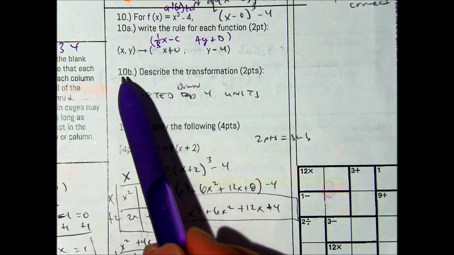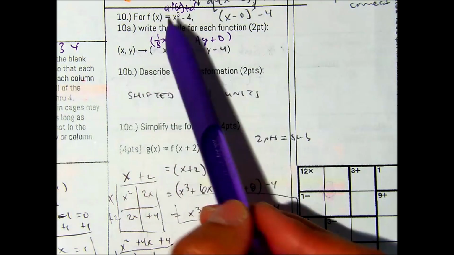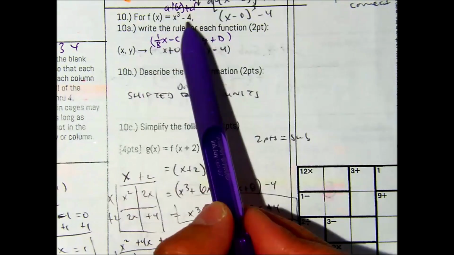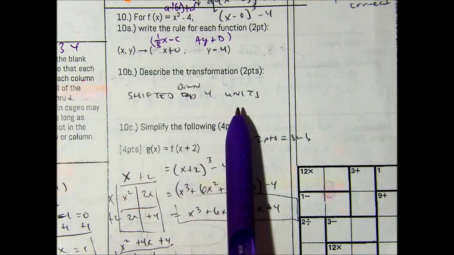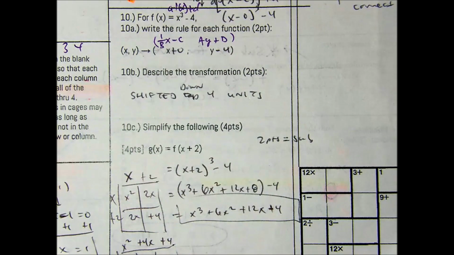10b, it says, describe the transformation. Well, really, you only have one letter, and the letter is D. What does the D do? That's the vertical translation. It's shifted down 4 units. So if you wrote something about going down 4 units, then that would have been correct. All right, question 10c.